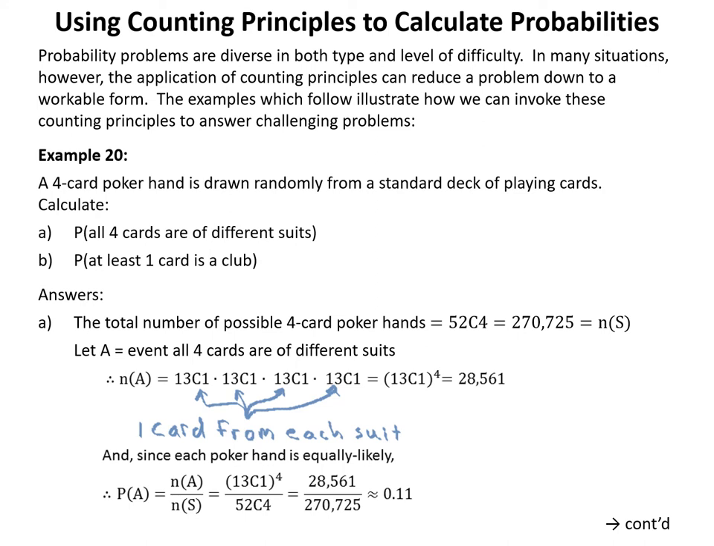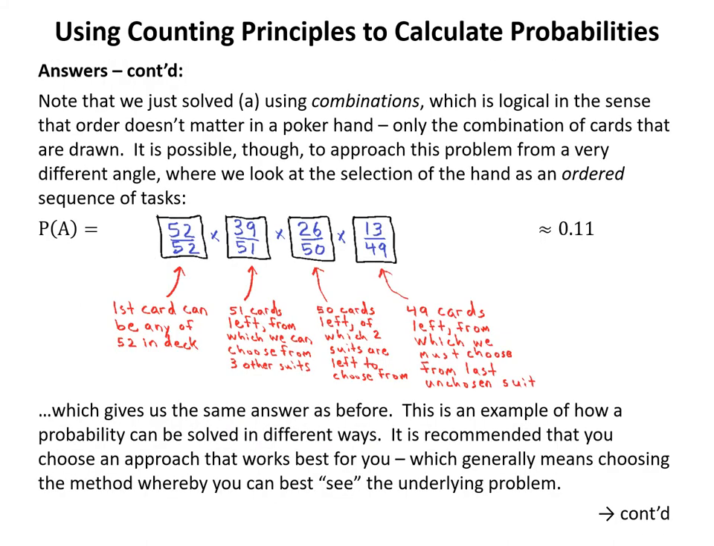So note that any of the three ways of presenting this answer are acceptable because they all illustrate clear ways of explaining how this probability is determined. Note that we just solved part A using combinations, which is logical in the sense that order doesn't matter in a poker hand, only the combination of cards that are drawn. In other words, it doesn't matter how you hold them in your hand. A poker hand that you have in your hand is a poker hand no matter what the order is in the way you hold those cards.